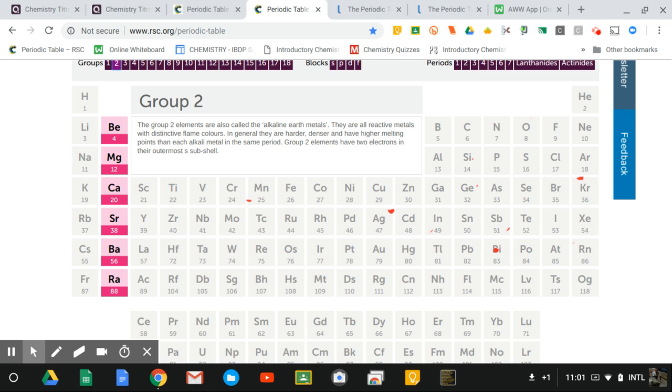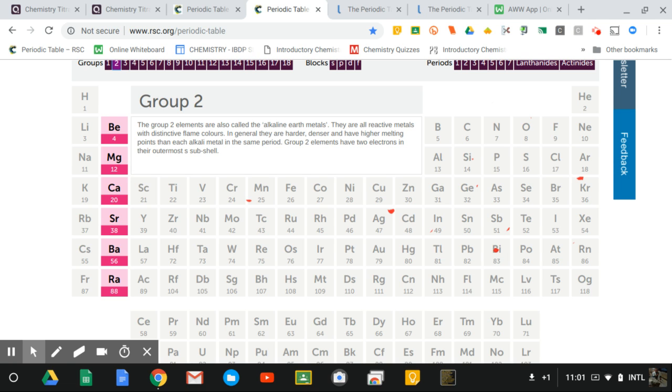By the way, the name for group one is alkali metals, and the word alkaline means base forming. The name for group two means alkaline earth metals. What is the meaning of alkaline earth metal? Alkaline, base forming, and earth because most of the elements are present in the earth's crust. You can find calcium carbonate, you can find magnesium present on the earth, so that's why the name.